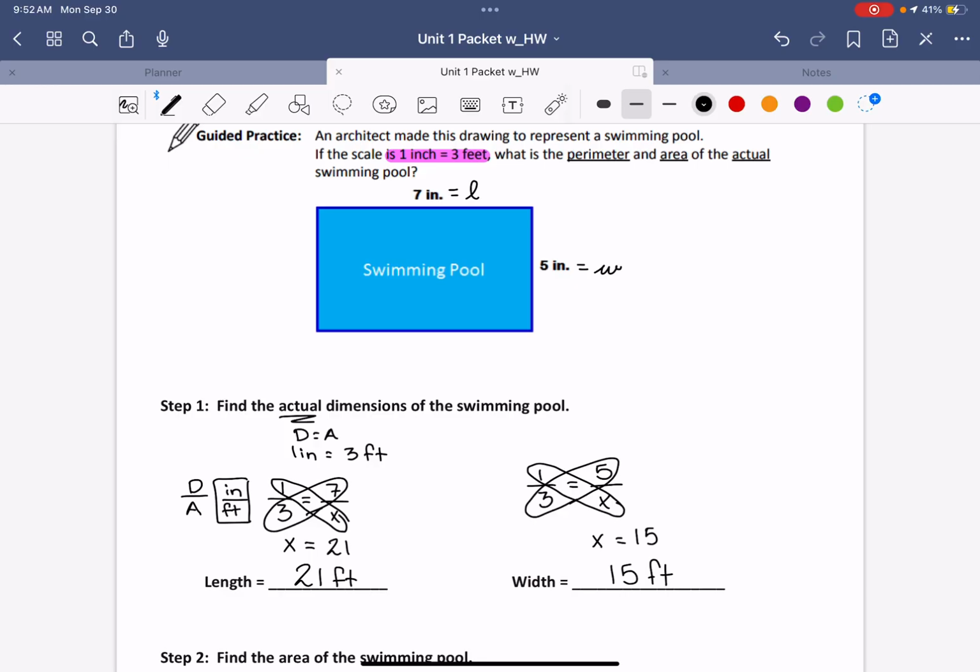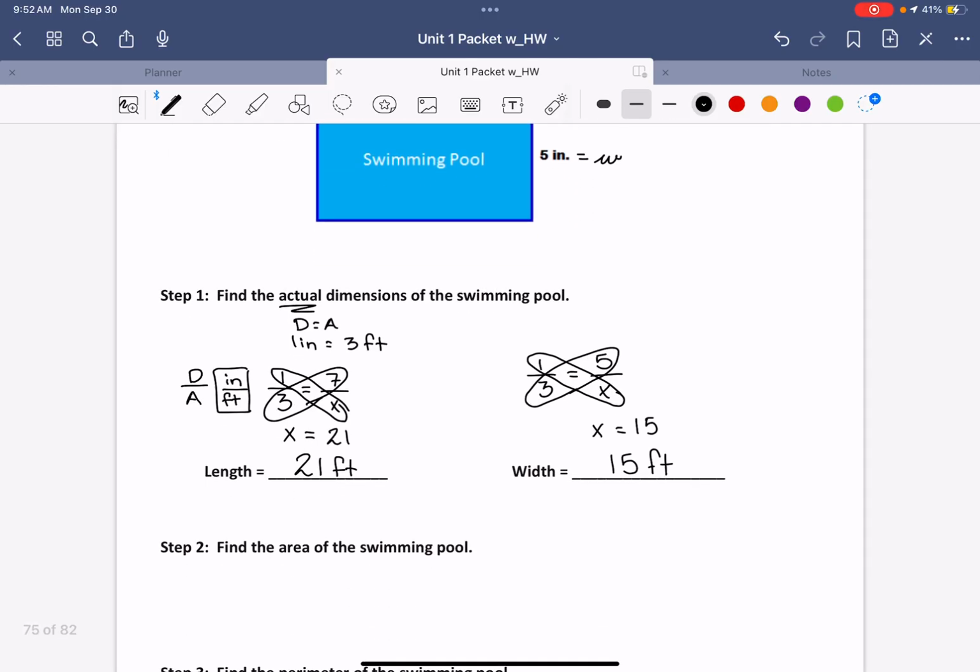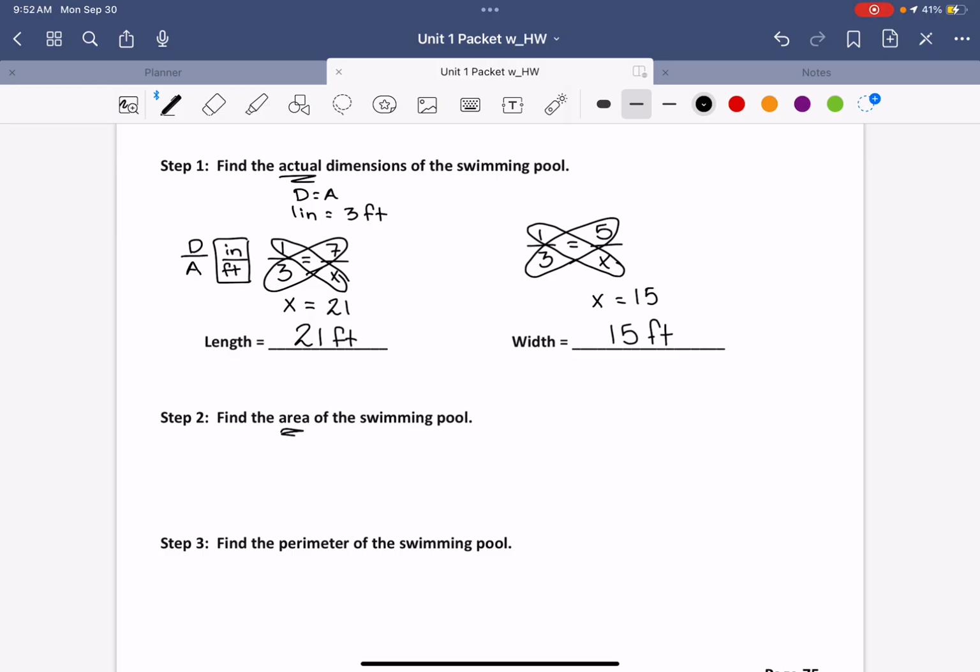Now that I know the actual dimensions of this swimming pool, I'm going to go ahead and find the area of the pool. To find area, remember I'm using the formula area equals length times width. My length is 21 feet. And my width is 15 feet. So I'm going to multiply that in my calculator, 21 times 15. I should have 315. And I have feet times feet, so that ends up being feet squared.